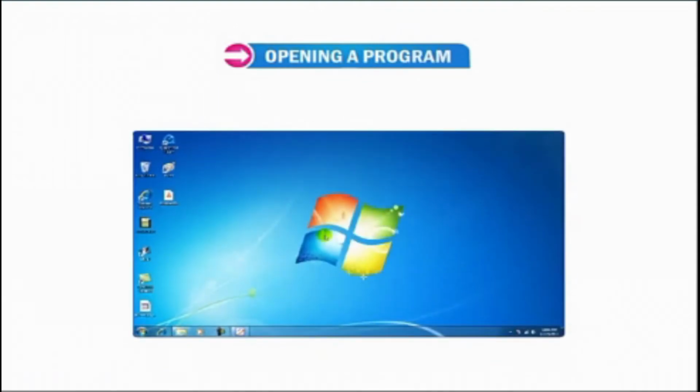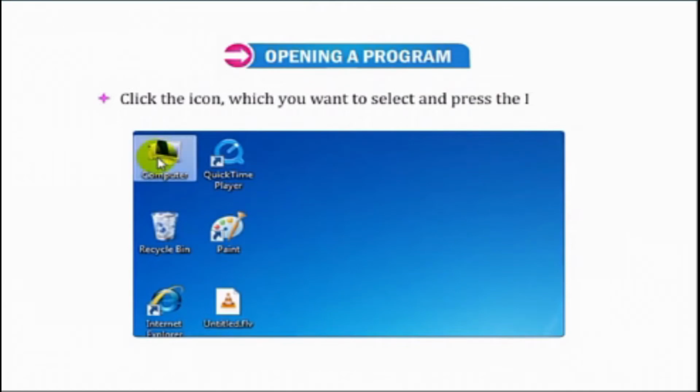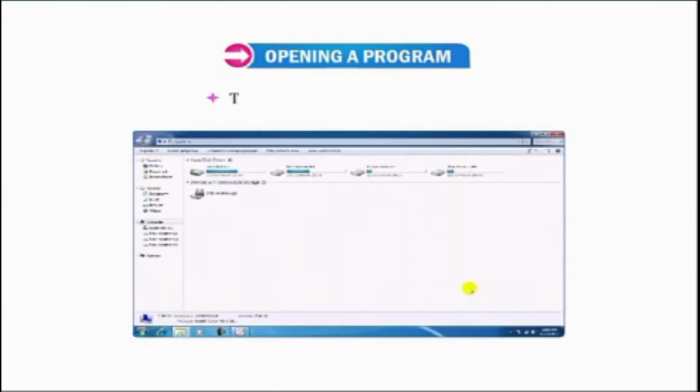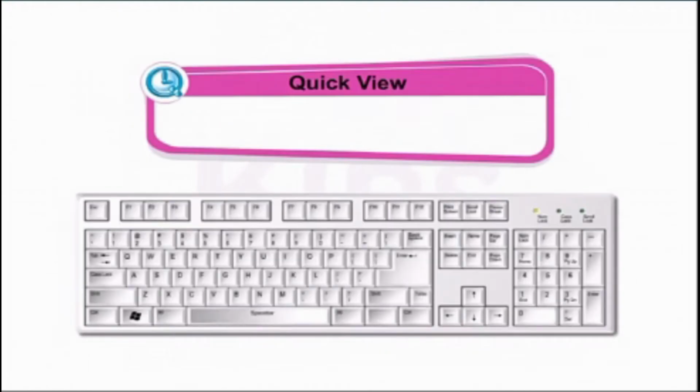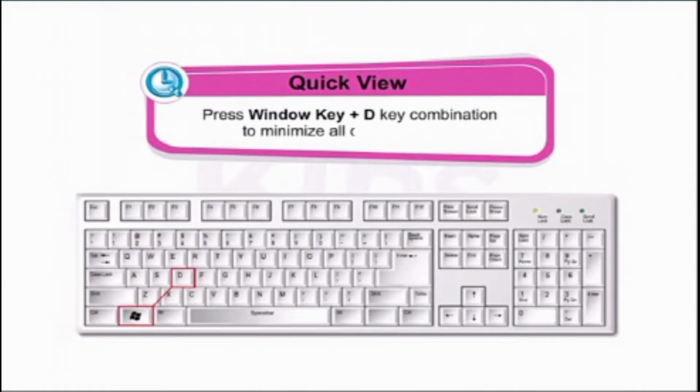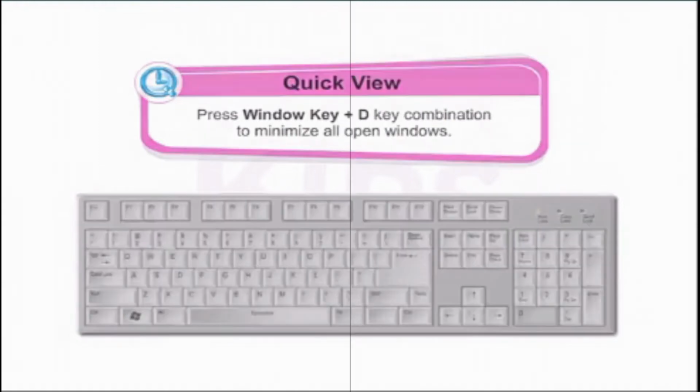Students, let us understand the steps of opening a program. Click on the icon which you want to select and press the Enter key. The application window will open, or double-click the left mouse button on the icon to open it. Let us have a quick view. Press the Windows key plus D key combination to minimize all open windows.